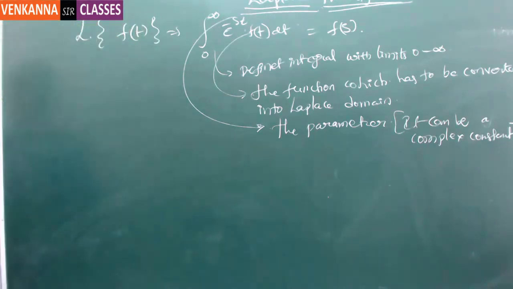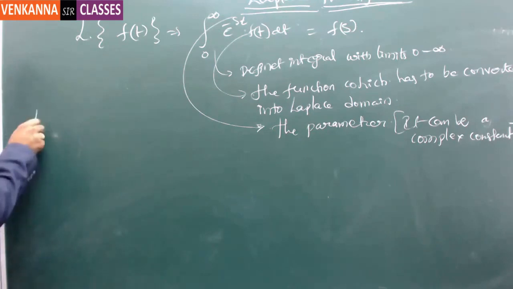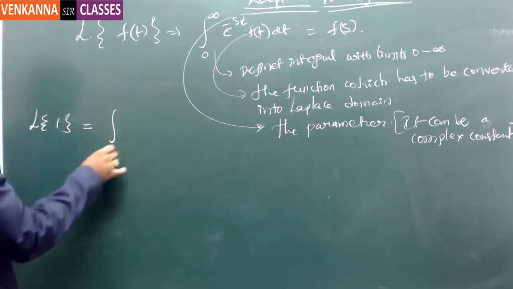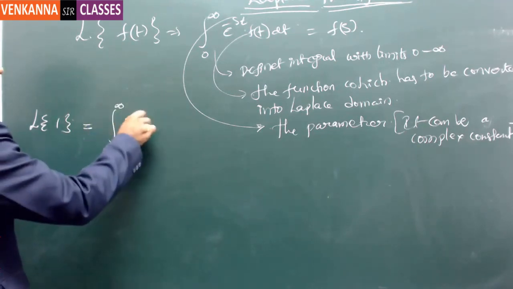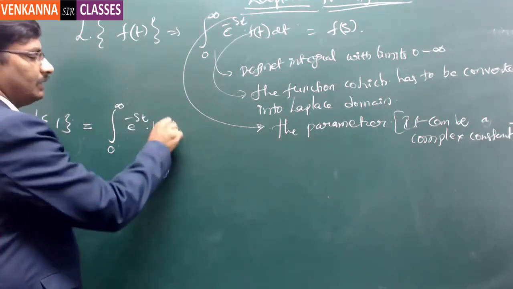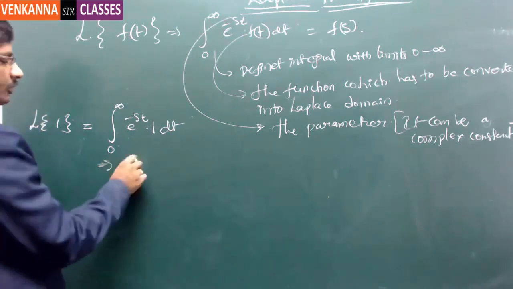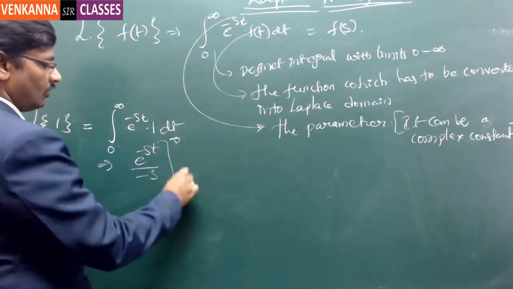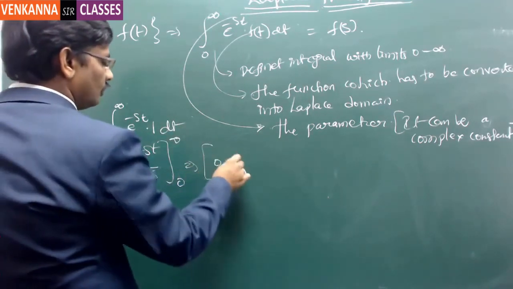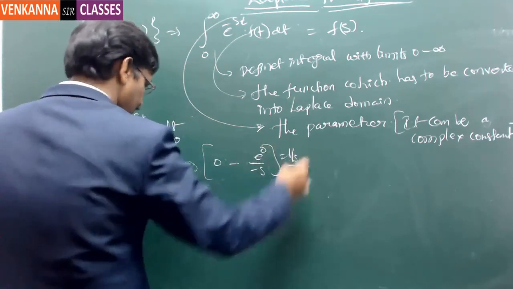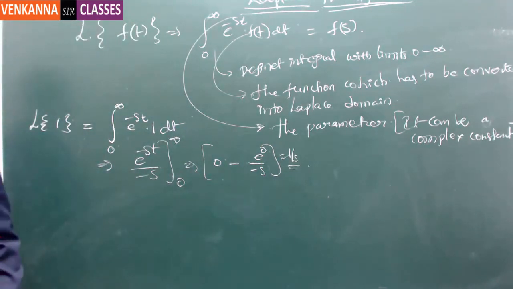Now, I will take one function. Let us say the Laplace transform of the constant 1. So the Laplace transform of constant 1 is integral 0 to infinity e power minus st, and in place of f of t, the constant 1, and then dt. So this integral value is coming out to be e power minus st divided by minus s, and the upper limit is infinity, lower limit is 0, then it will be 0 minus e power 0 by minus s. This is equal to 1 by s. Got it?